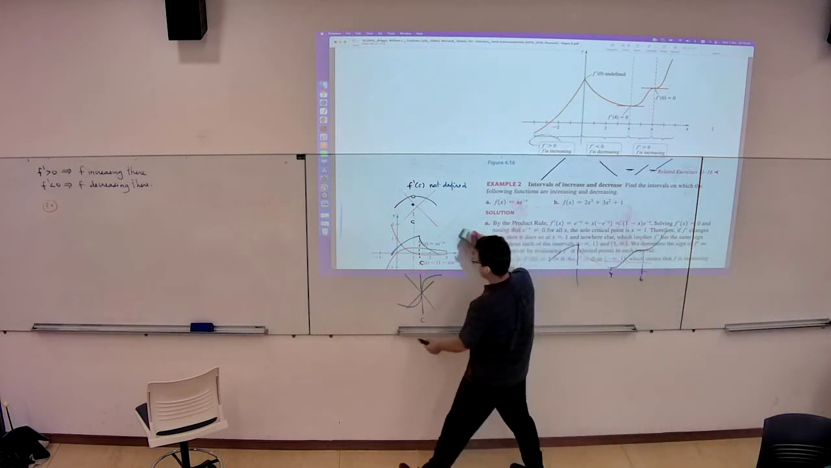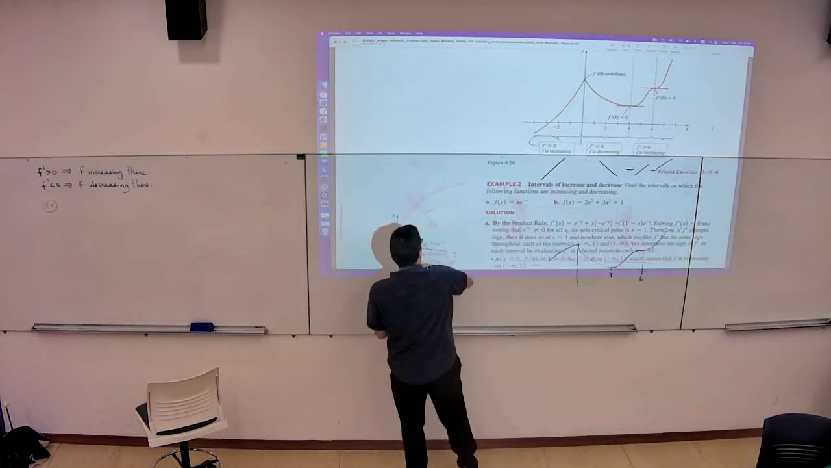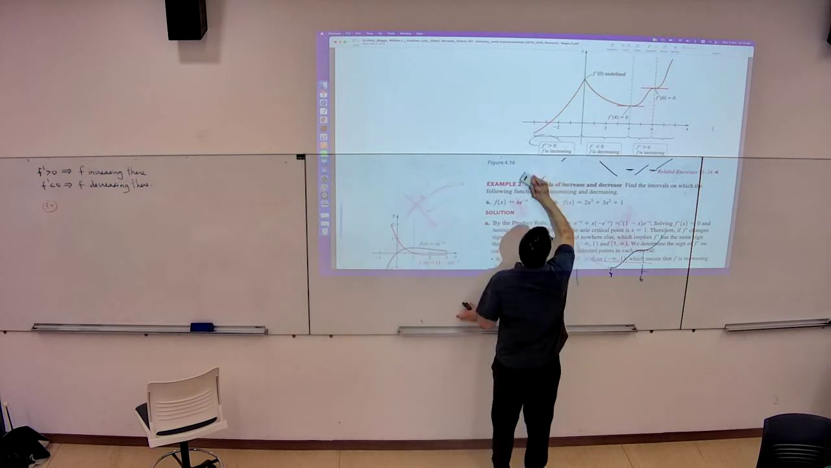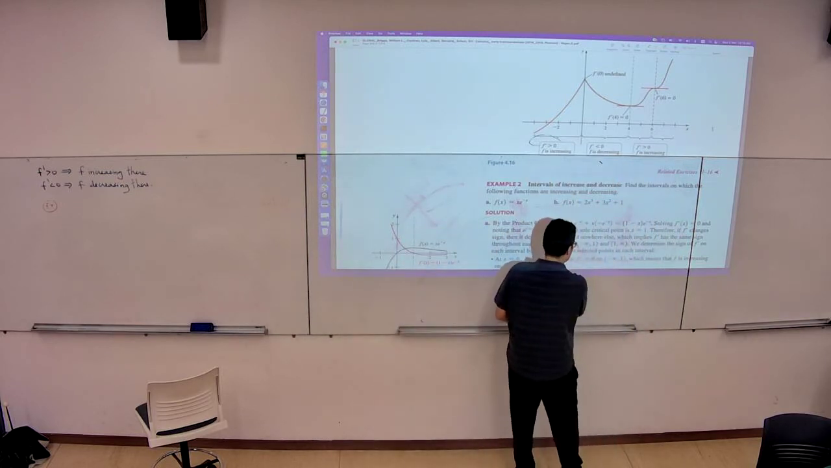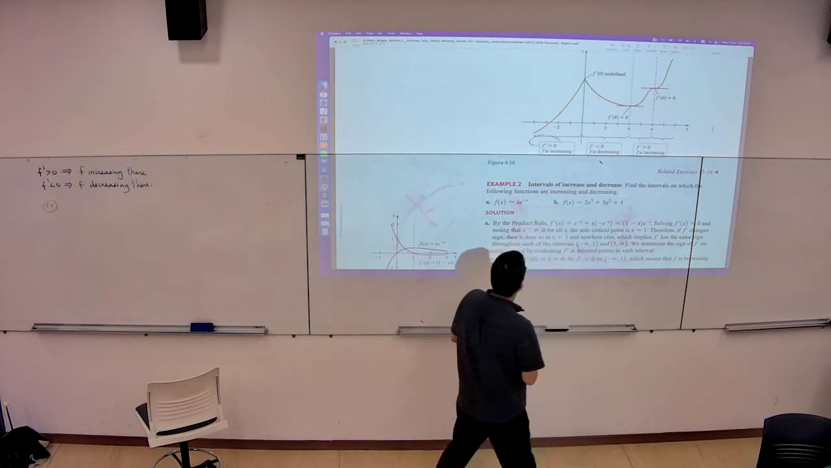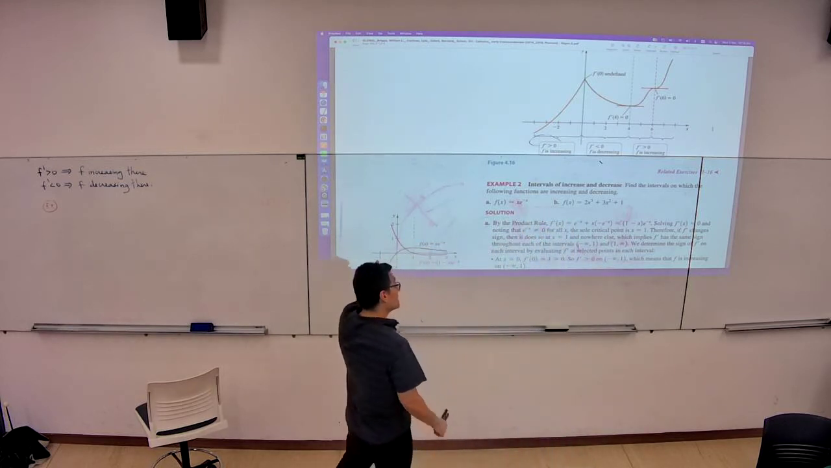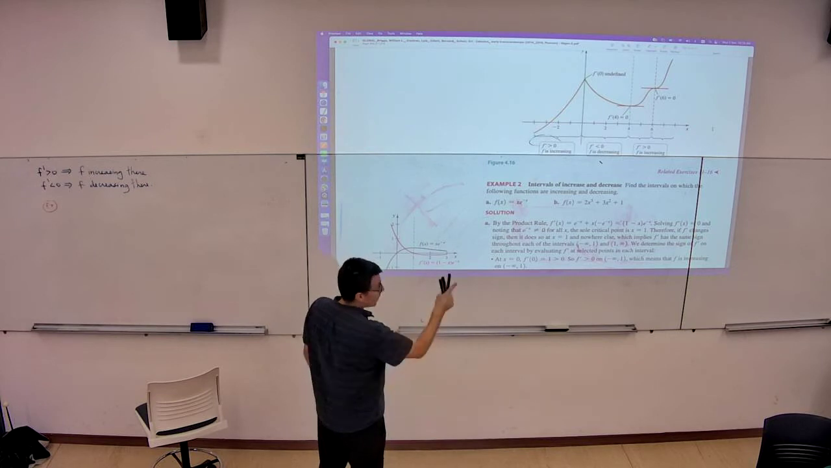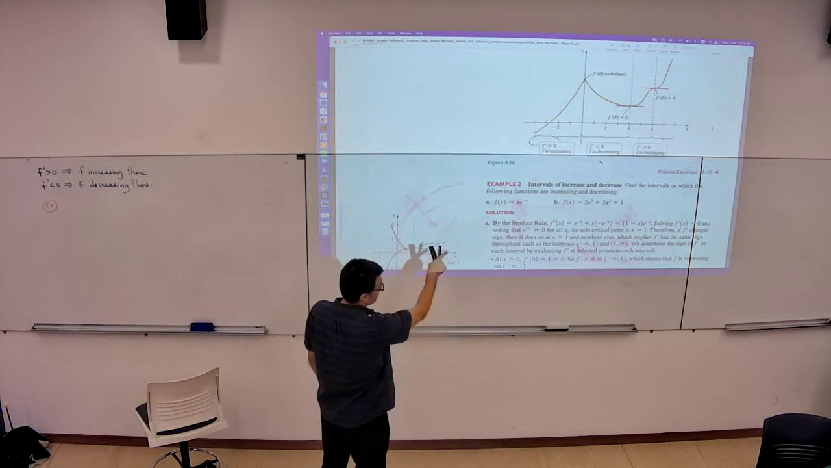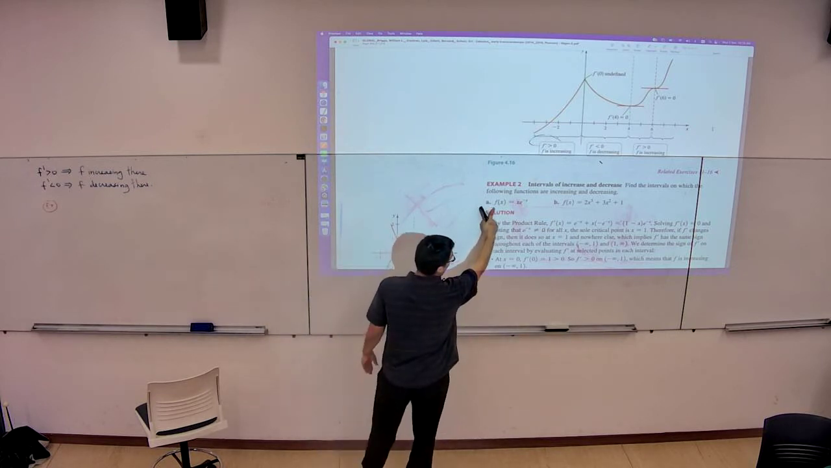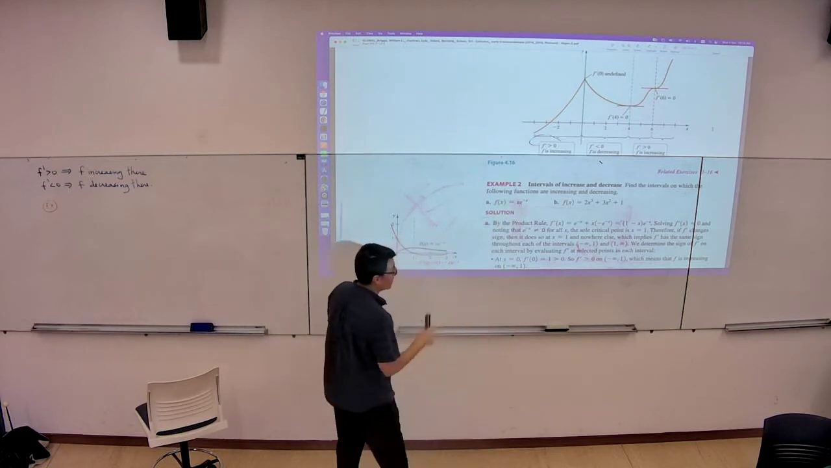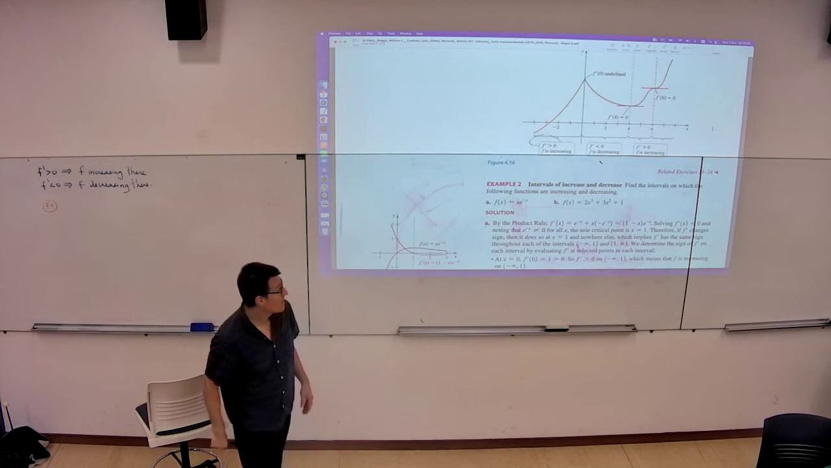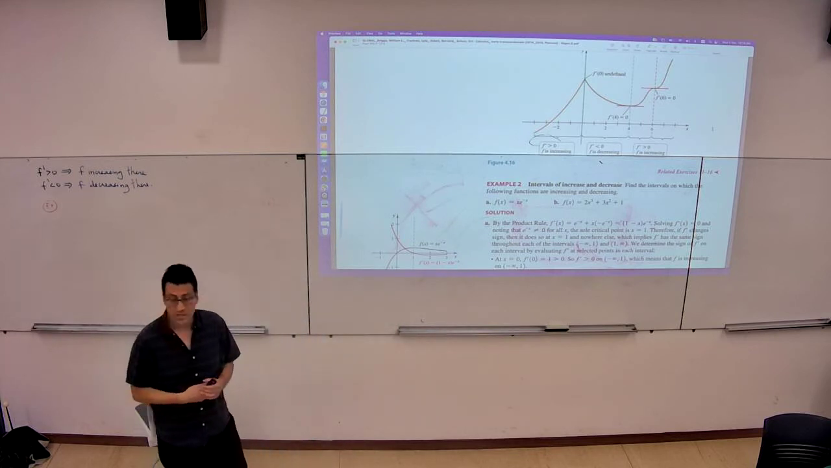Let's check example number 2. Find the intervals on which the following functions, f of x equals x times e to the negative x, and f of x equals 2x cubed plus 3x squared plus 1, are increasing and decreasing.